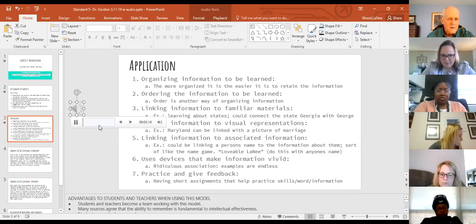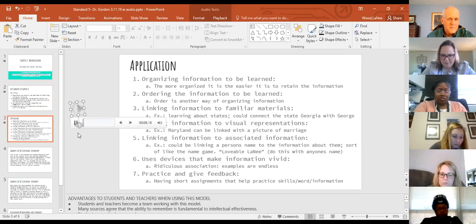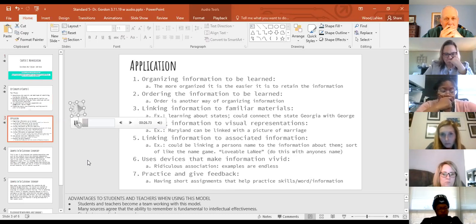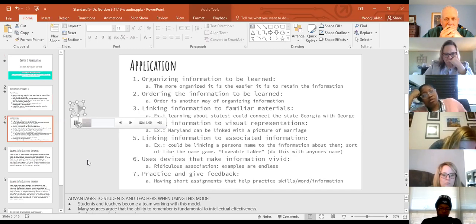We have obviously talked about the application of memorization, so I'll skip over that, but it helps you organize information. The more organized, the easier it is to retain information. Link the information, like Maryland, a picture of marriage, or a visual representation. And also, it's ridiculous.